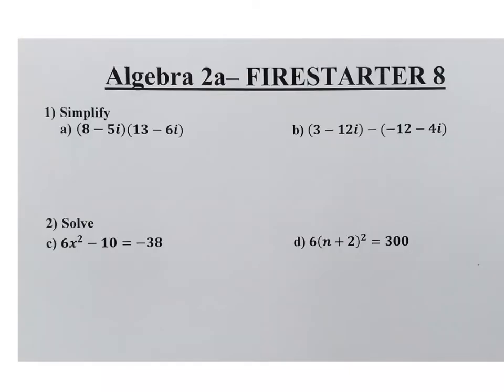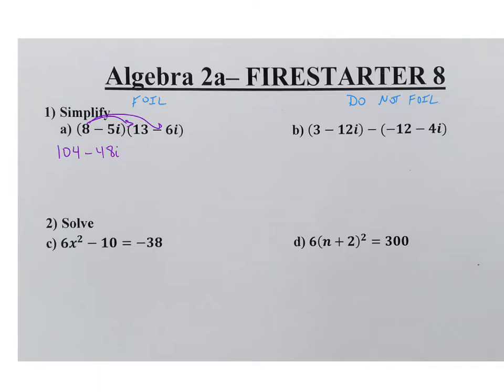Now, number 8. I have to remember that one is a simplified problem. This one is a FOIL problem because there is nothing going on between the parentheses. The second one, do not FOIL. So I'm going to FOIL the first one because there's nothing in between the parentheses. So 8 goes to 13. So 8 times 13 is 104. 8 goes to minus 6i. That's minus 48i.